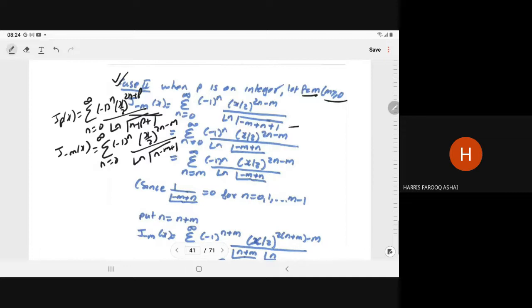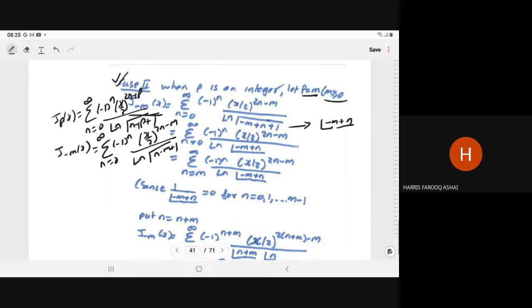Now gamma of n plus 1 can be written as factorial of minus m plus n. And in the last class, when I taught you the gamma function, I told you that 1 upon factorial of a negative integer is 0, right? So if n is equal to 0, I have taken m greater than or equal to 0, so minus m plus 0 is a negative integer.